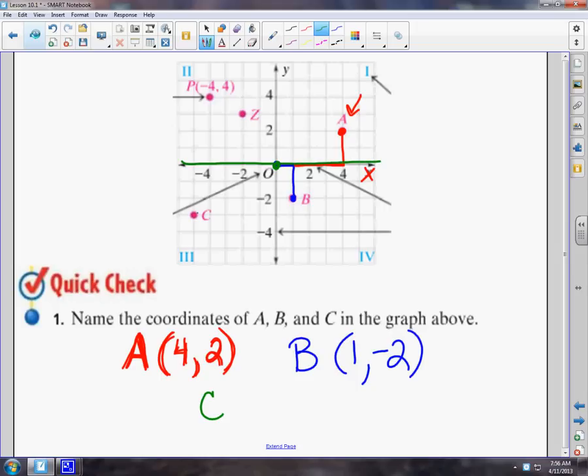So point C is over here. I am going to move negative 5. Okay, I went over negative 5. And then I'm going to go down 3. So I'm going to go down to negative 3. So that is A, B, and C.